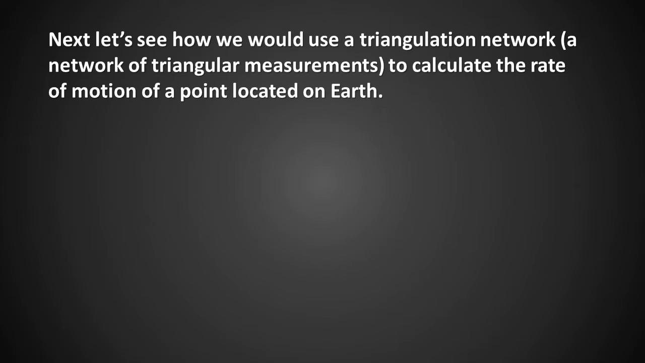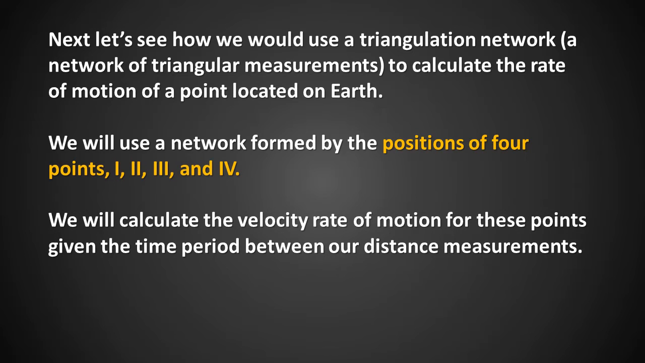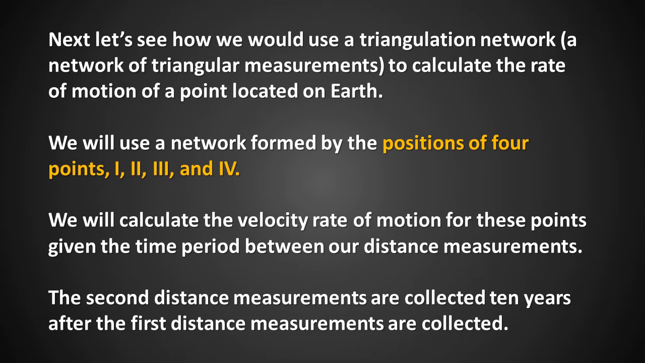Next, let's see how we would use a triangulation network, a network of triangular measurements, to calculate the rate of motion of a point located on Earth. We will use a network formed by the positions of 4 points, 1, 2, 3, and 4. We will calculate the velocity rate of motion for these points given the time period between our distance measurements. The second distance measurements are collected 10 years after the first distance measurements are collected.